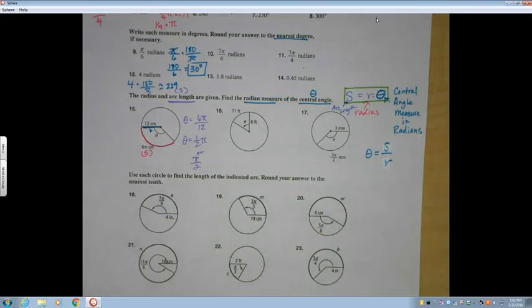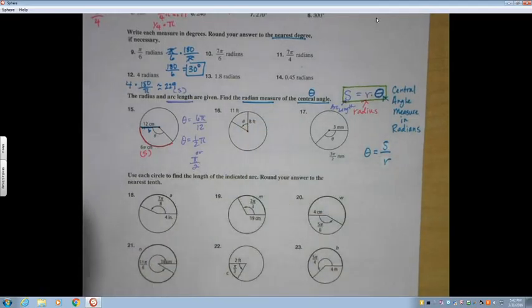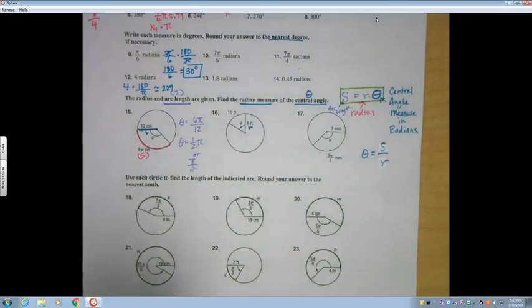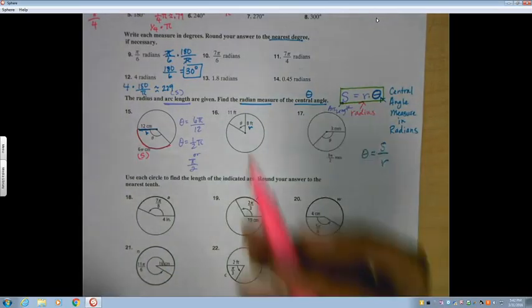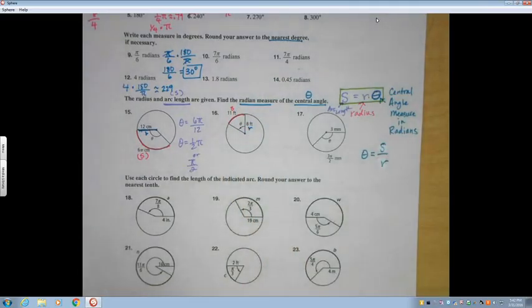And so even though it's in feet, the units are the same. Okay, it's in feet, so nothing's going to change here. This is still the radius, and then the 11 feet is still the S. So you're still going to do S over R and give me your answer. And it'll be your answer in radians, because that's the angle we're trying to come up with.